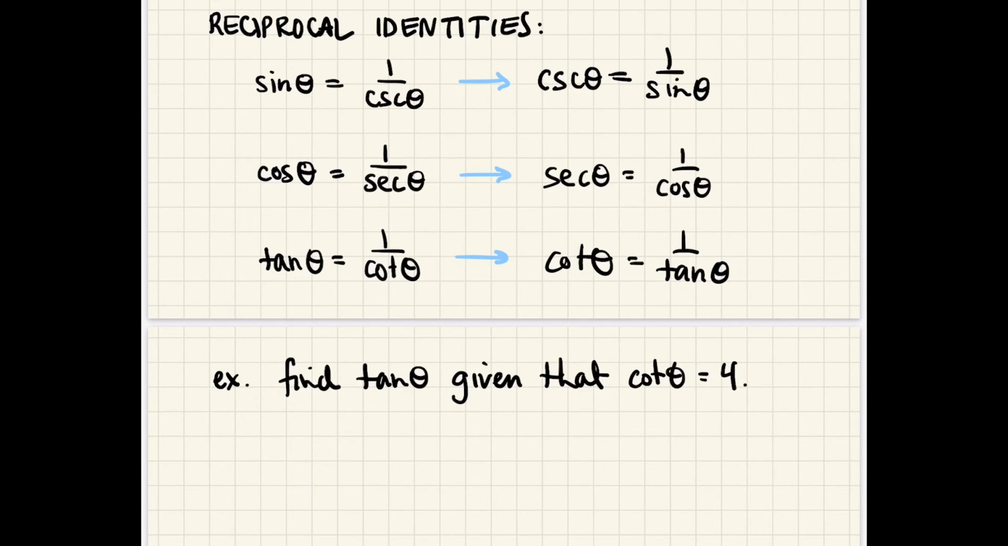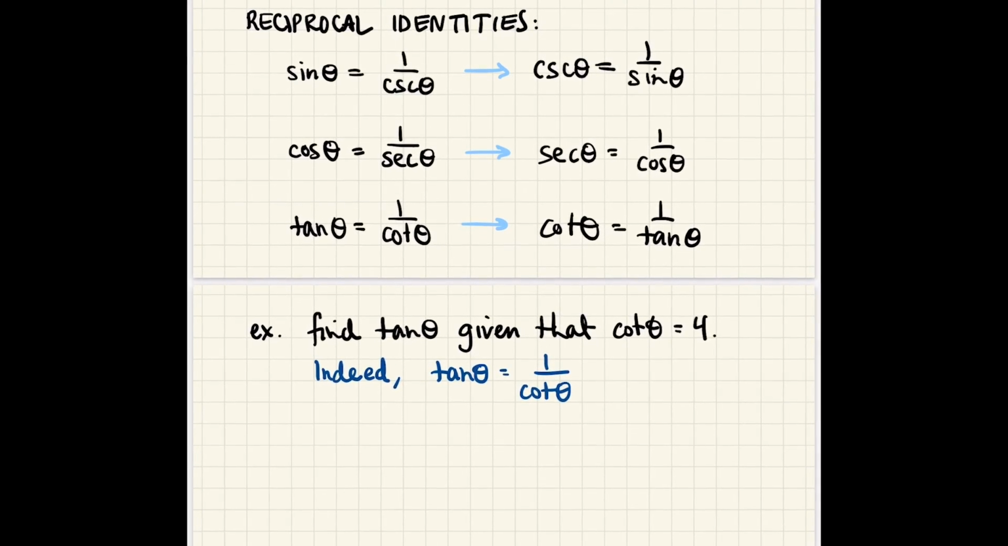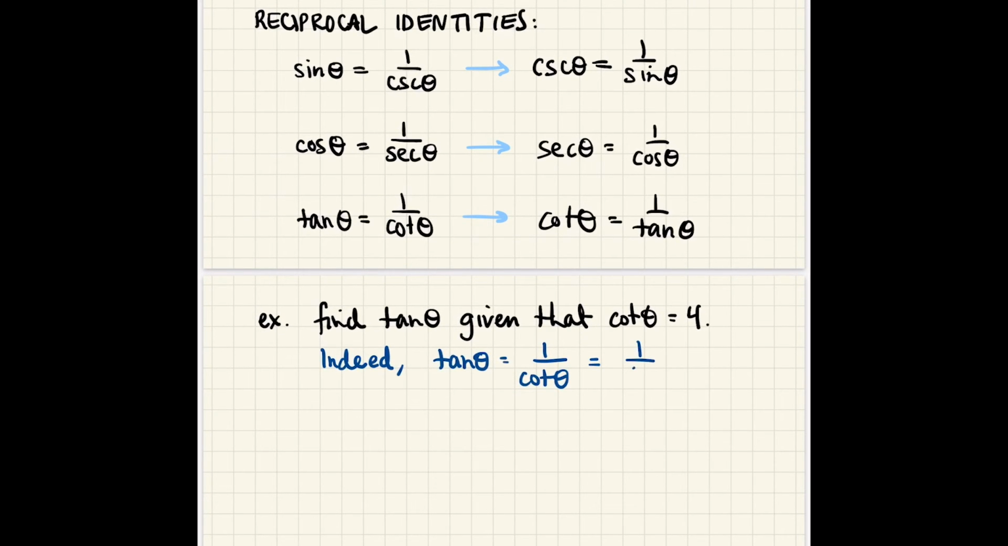So let's suppose we were given cotangent of theta. We're told that it's equal to 4, and we want to determine tangent of theta. Well, indeed, tangent of theta is 1 over cotangent of theta, and we know what cotangent of theta is, so we can replace cotangent of theta with 4.